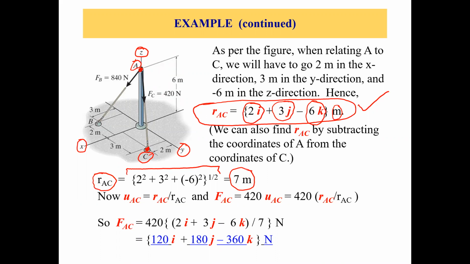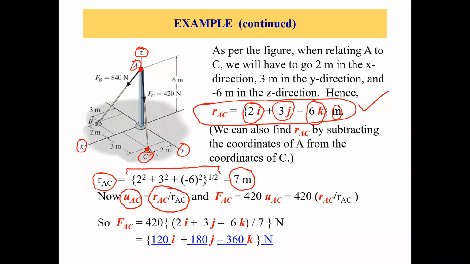So now we have the position vector R sub AC, and we also have its magnitude. What next? We already discussed that next we'll find the unit vector U sub AC. And what is U sub AC? It is the position vector divided by the magnitude of the position vector. So we do position vector R sub AC divided by the magnitude of R sub AC. We already know both, so we can find the unit vector.